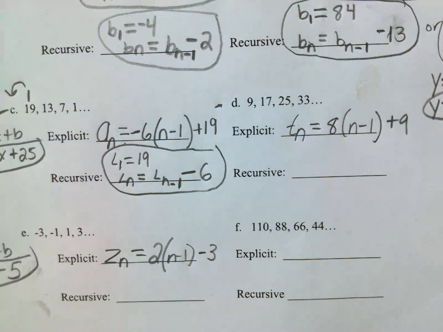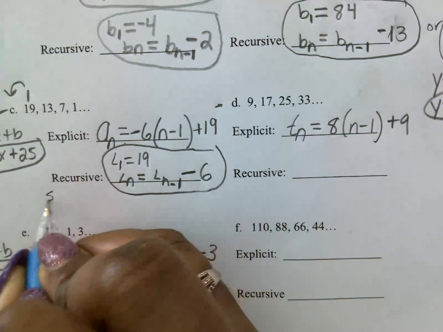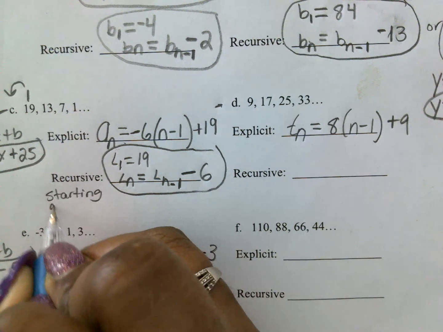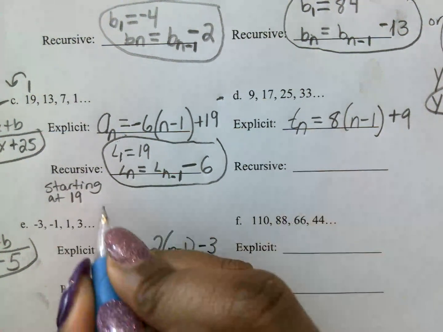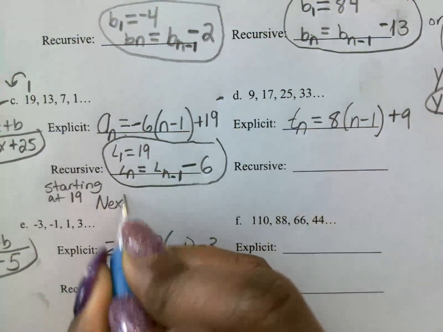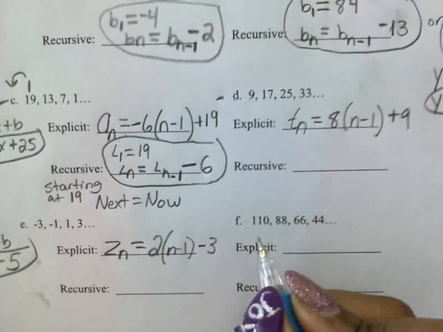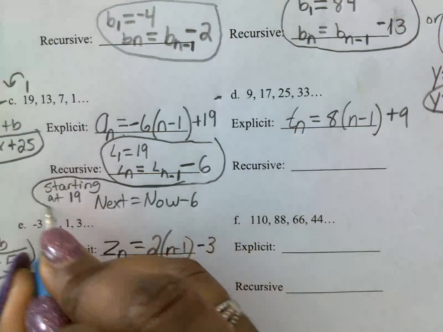Now we can do the next now. Raise your hand if you're still writing that one. All right, so let's do the next now. With next now, you always have to indicate starting at. What number did they give us to start with? 19. Starting at 19. Then we write next equals now. And what are we doing every single time? Subtracting 6. This is another recursive formula.